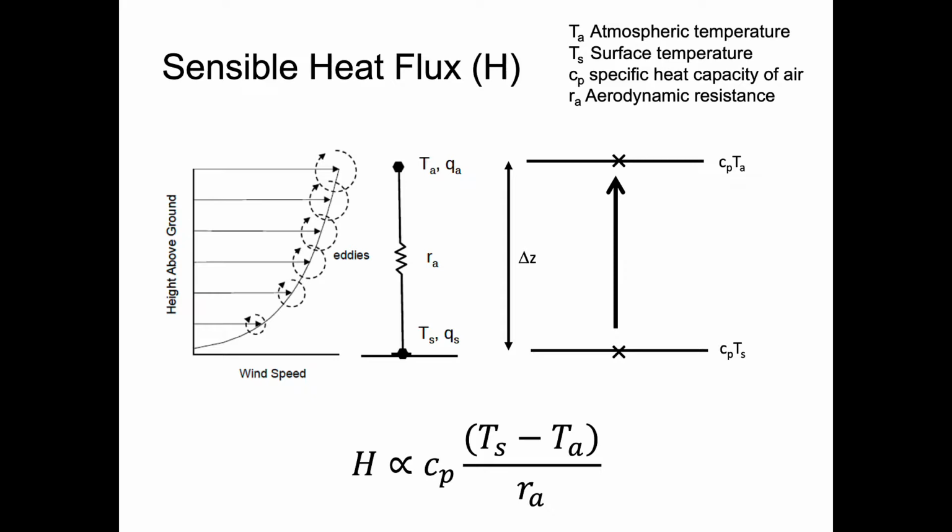The sensible heat flux is constrained by the available energy at the surface, which is supplied by solar radiation. So it peaks during the day and goes to zero at night. However, it can go negative if the atmosphere is warmer than the surface.